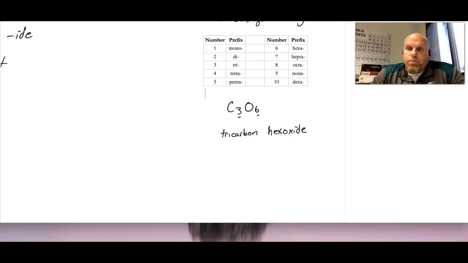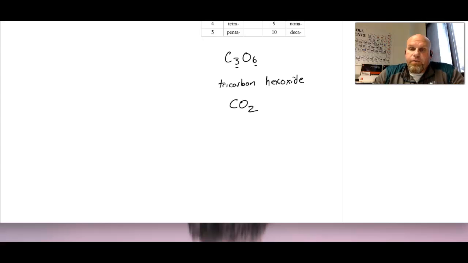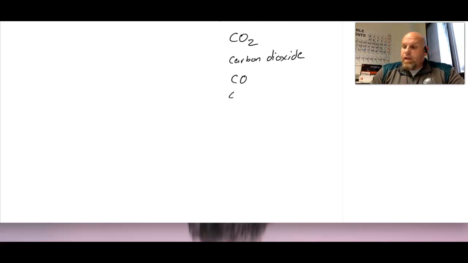Now I mentioned that we exclude mono in the first one. So for example, if I had this molecule, this would be carbon dioxide. We do not use mono if the first atom only has 1. We can use mono on the second atom, so this molecule would be carbon monoxide. So if the second atom has only 1, then yes, we would utilize the prefix mono, but if the first atom has only 1, then we are not going to utilize that prefix mono.